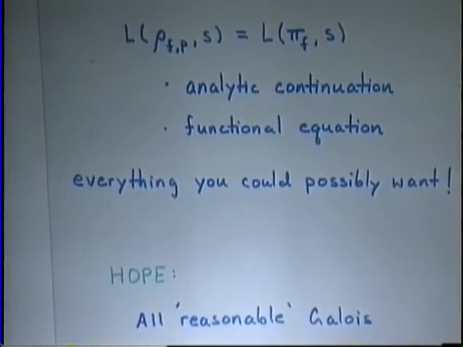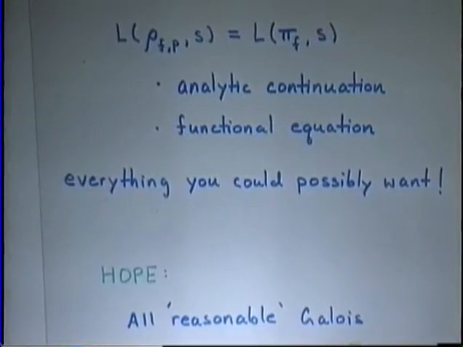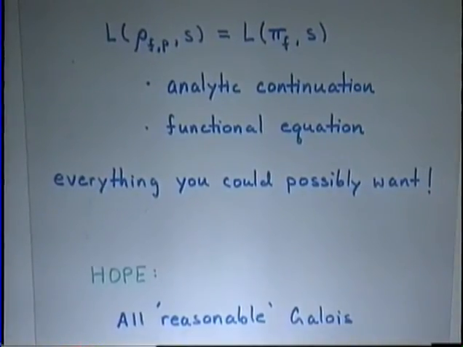And since I haven't said anything about how I'm normalizing any of my isomorphisms, I don't have to tell you what this equality really means. But what we do get out of this is an analytic continuation, because the L-function of our analytic object has an analytic continuation. And as well, we get a functional equation, which is pretty much everything you could possibly want for an L-function.